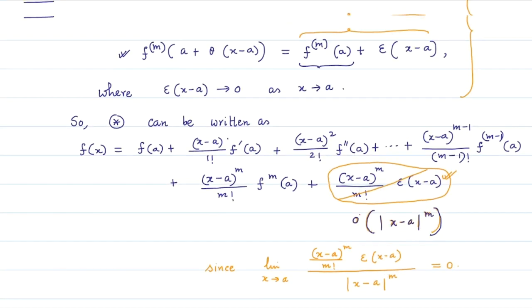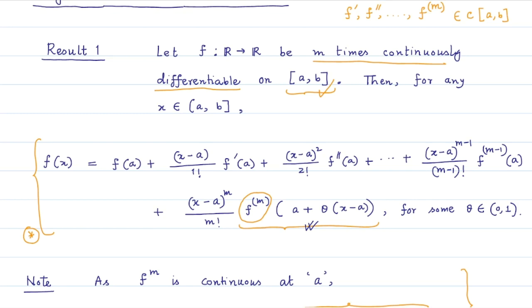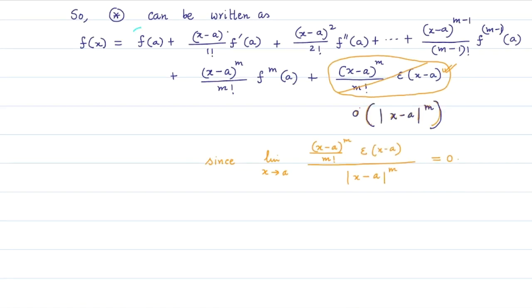So for a function f that is m times continuously differentiable on a closed and bounded interval a to b, we can express the function f by all these terms from f(a) till this term together being added with a small o of modulus of x minus a to the power m. If however, we consider the function f is m plus 1 times continuously differentiable on the closed and bounded interval a to b, we can write the expression of the function f(x) in terms of all these terms, those are over here, together with a term big O of modulus x minus a to the power m plus 1 over here.